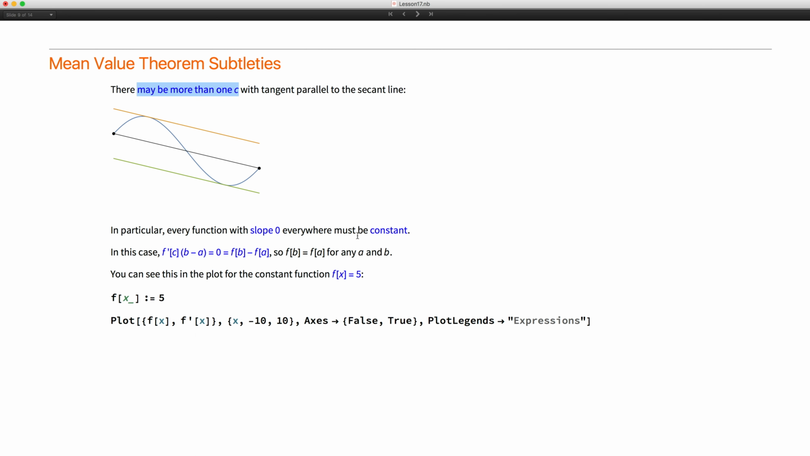And in fact, if you have a constant function like f equal to 5, then the slope is 0 everywhere. So here's the constant function 5, and if you plot the derivative, you see that the theorem is satisfied everywhere. So you have some exceptions to the mean value theorem where you have either more than one value, or you might even have infinitely many values, because if the slope happens to be 0, then the function must be a constant.